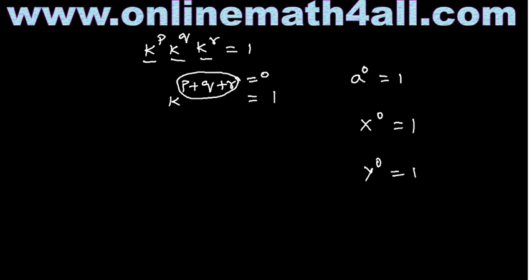If it is 0, we'll have k to the power 0. Anything to the power 0 is equal to 1. So it's very clear, the value of p plus q plus r is 0. Only if the value of p plus q plus r is equal to 0, the value of k to the power p plus q plus r will be equal to 1, because we get the result k to the power p plus q plus r is equal to 1. So this result is possible only for p plus q plus r is equal to 0.